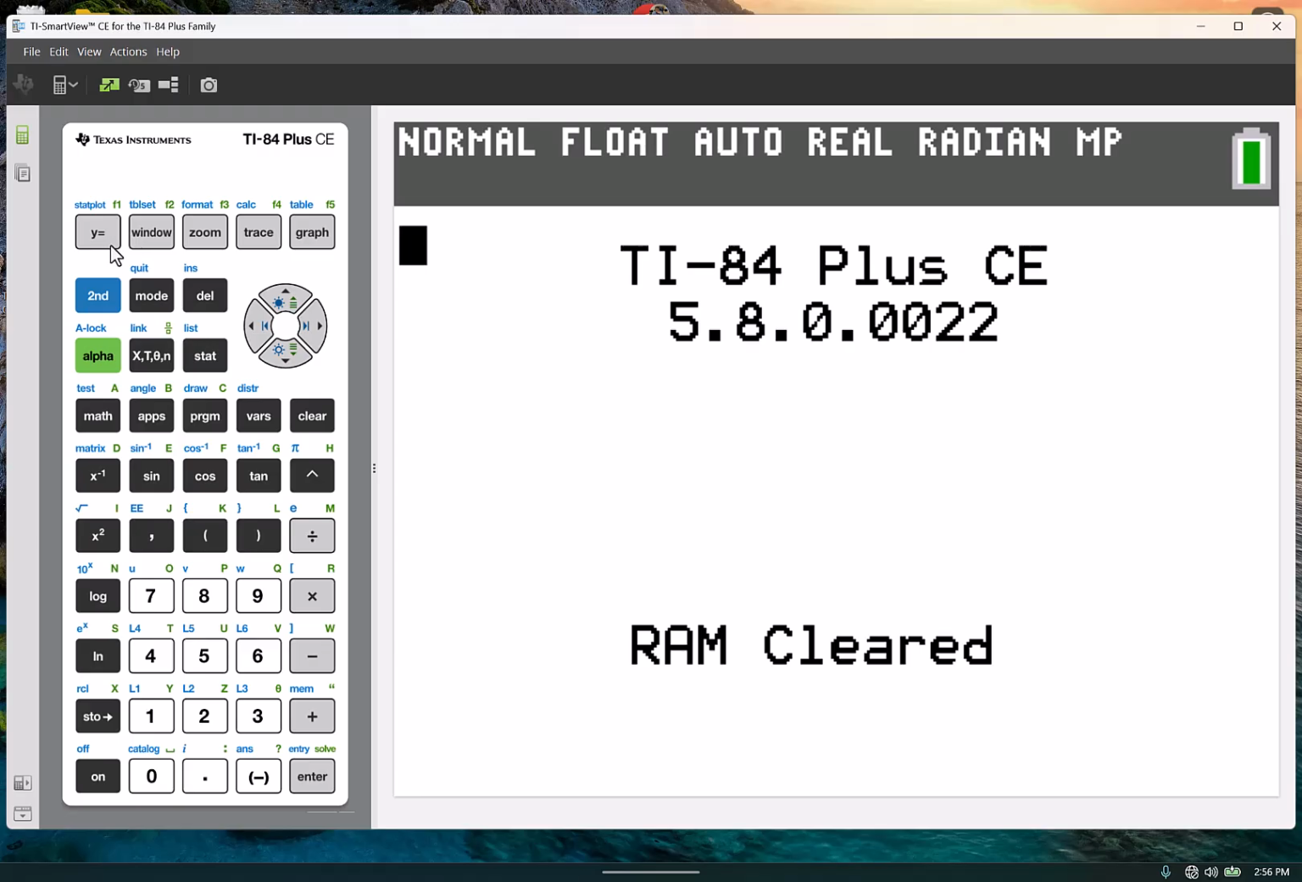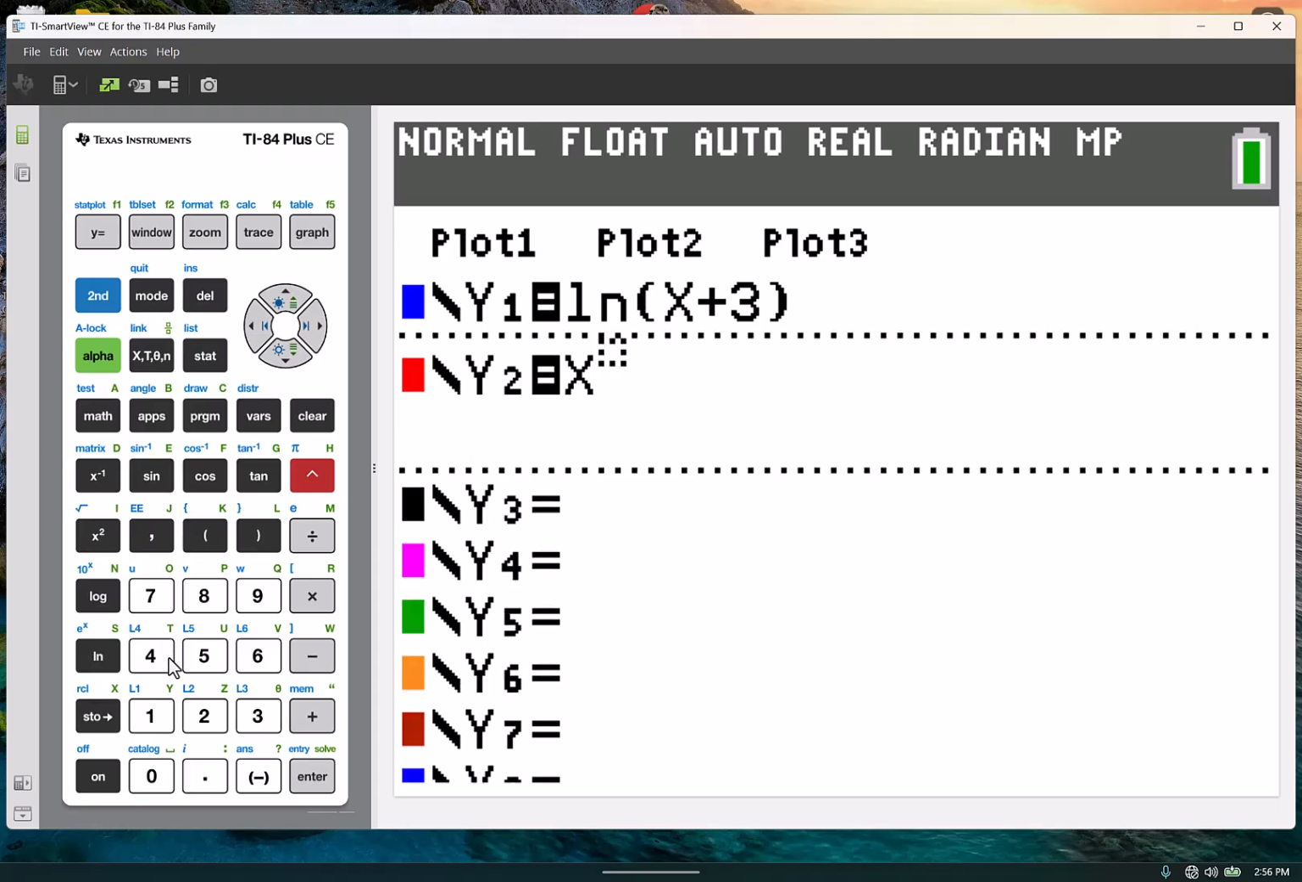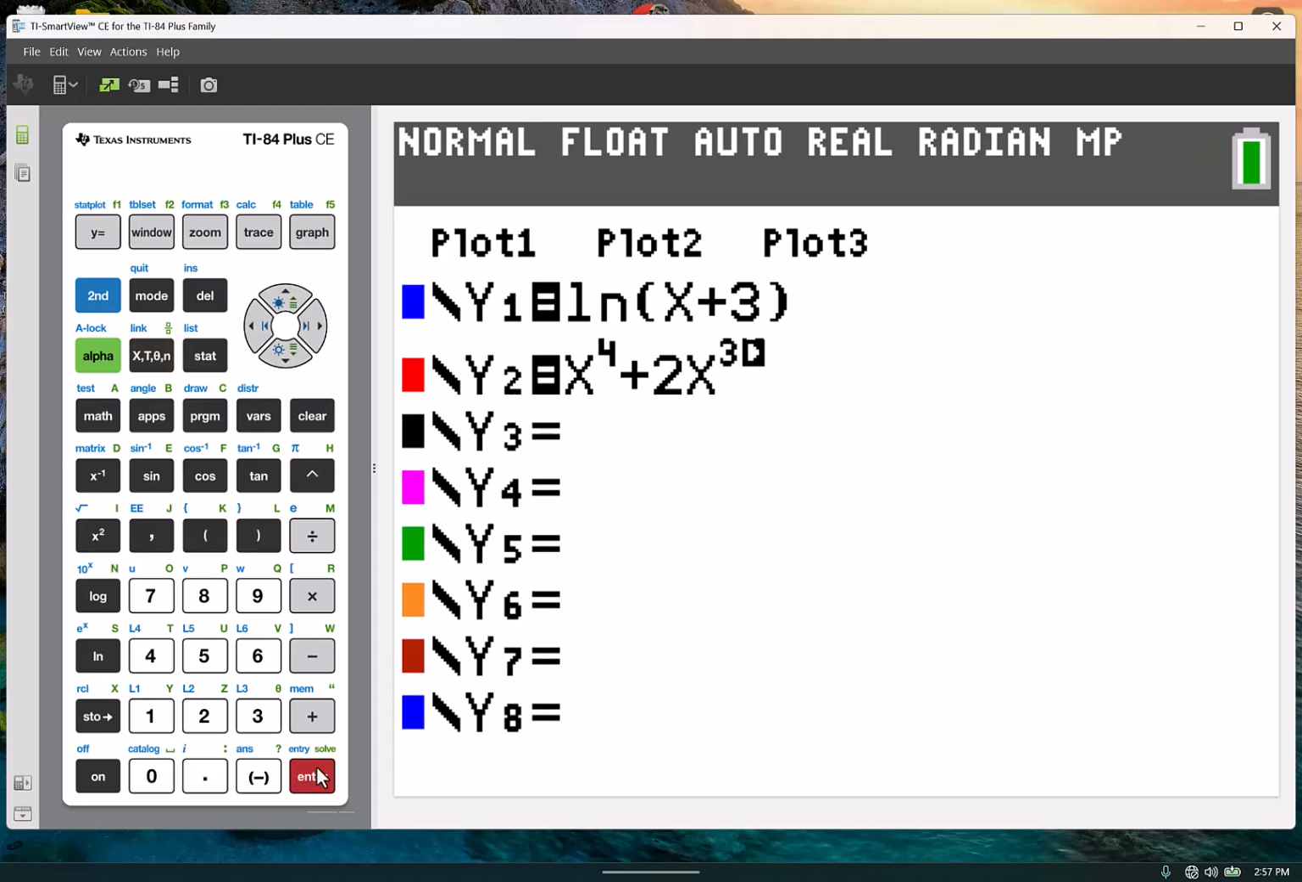All right, what's my y1? ln x plus 3. Thank you. What's my y2? Plus 2x cubed. Okay. On this one, I like the calculator better than Desmos.